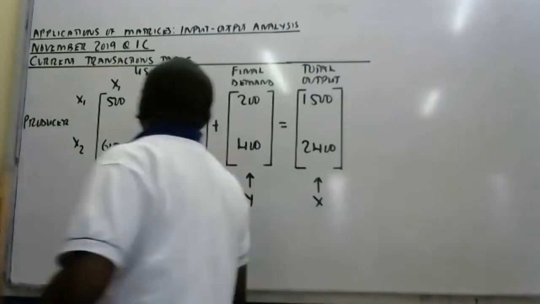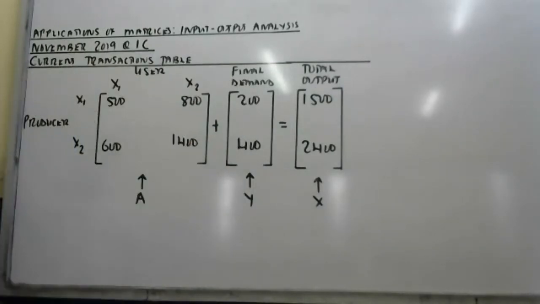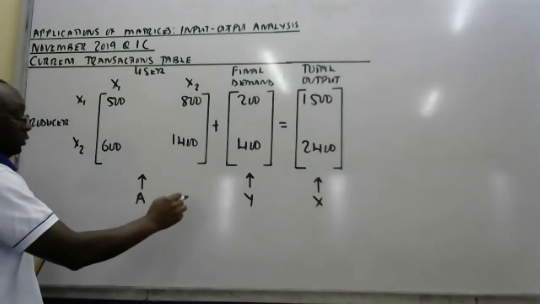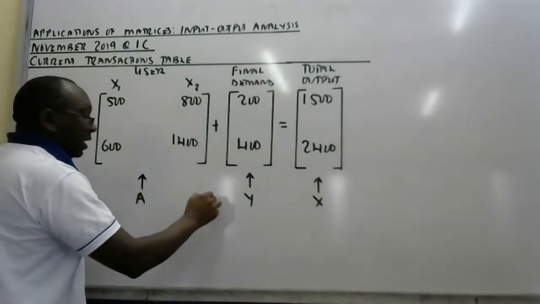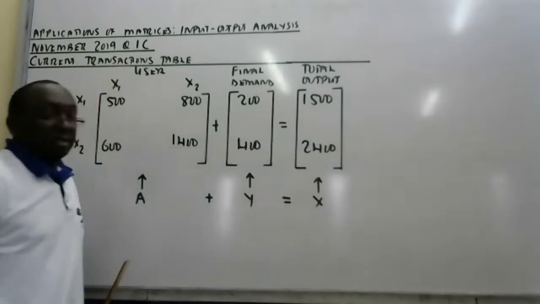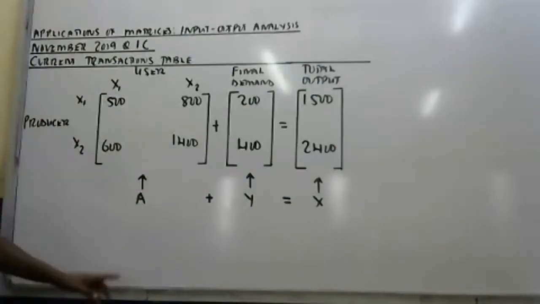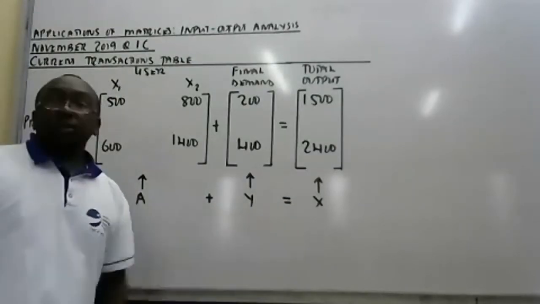So that tells you, when we have the whole numbers, you can see now A plus Y equals X. You can add that. A plus Y equals X.